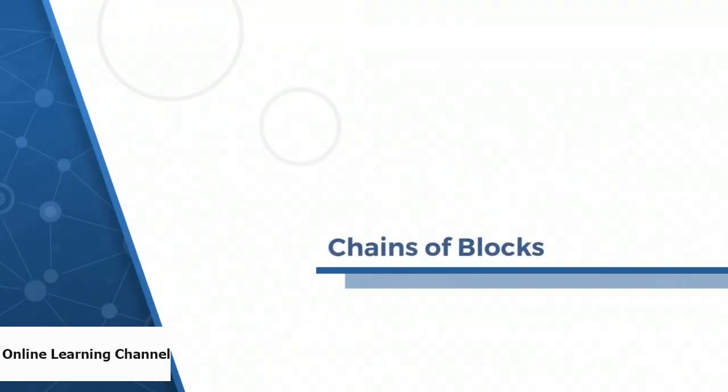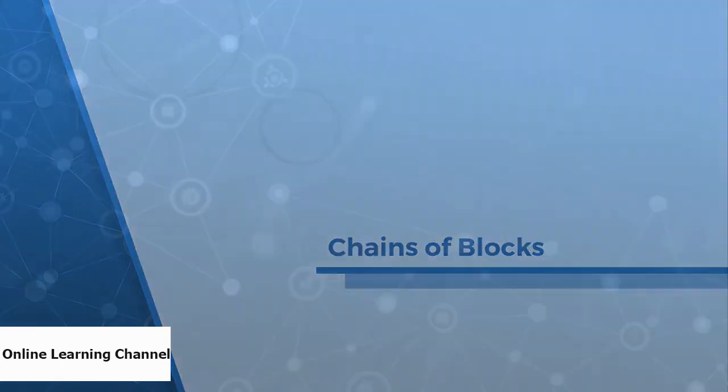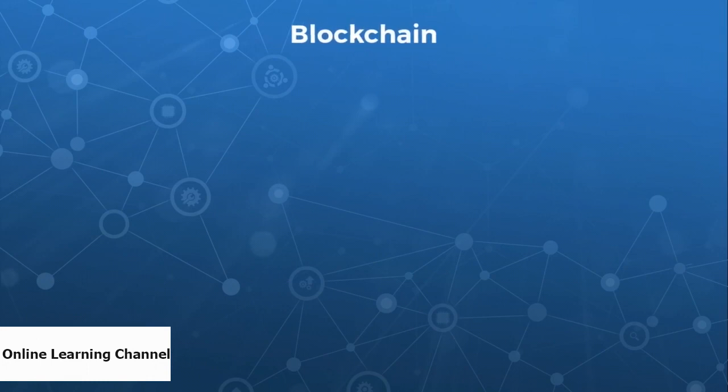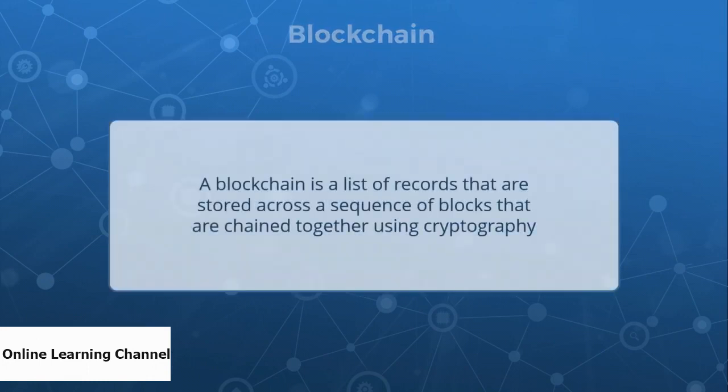In the previous clip, we covered the concept of cryptographic hashing and how exactly it applies to a blockchain. In this clip, we will see why exactly a blockchain stores records as a chain of blocks rather than simply have one large list of records. So starting once again with the definition of a blockchain, we know that it is a list of records which are stored across a sequence of blocks, and that these blocks are chained together using cryptography.